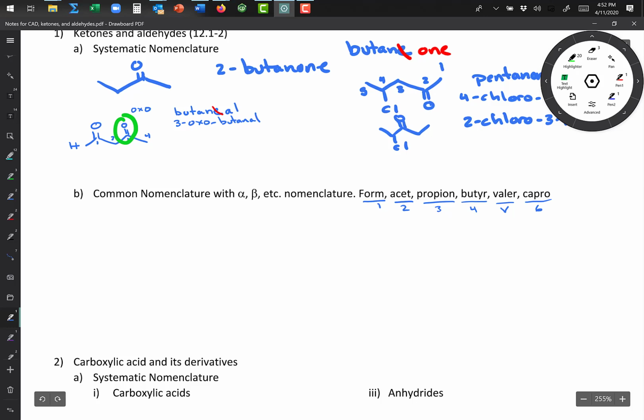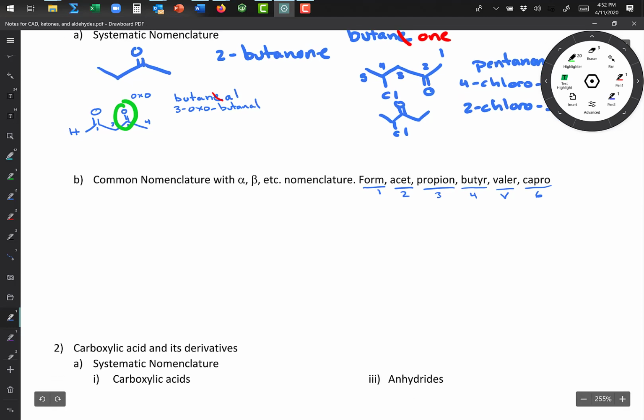That's how I remember. And capro, you're just going to have to remember this is for 6. Capro comes from the word Capricorn. Capricorn is a goat, and when goats get wet, they have a distinct smell, which is caproic acid, and that's where it gets its name from. So caproic acid is a carboxylic acid that has 6 carbons in it, which we'll talk about later.